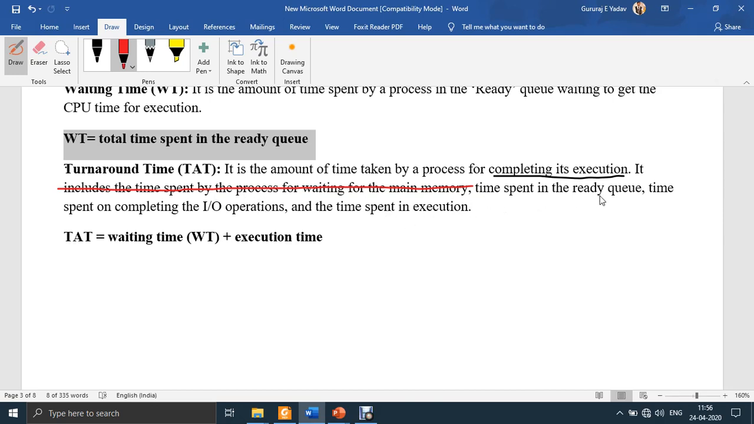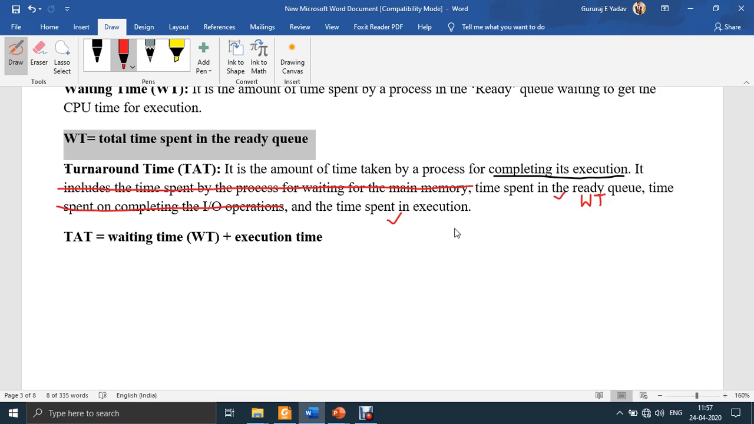Next, time spent in the ready queue is there, because they have to wait in the ready queue to acquire the CPU. Next, time spent on completing IO operations is not there, because the assumption was there were no IO operations, so it can be removed from the turnaround time. Remaining is time spent in execution. So we only have to consider these two parameters to calculate the TAT. Time spent in the ready queue is nothing but the waiting time, WT, and time spent in execution.